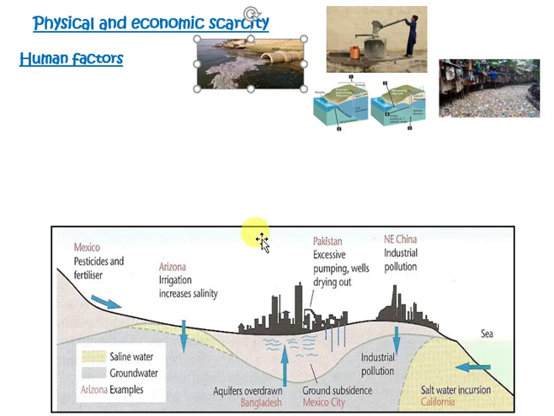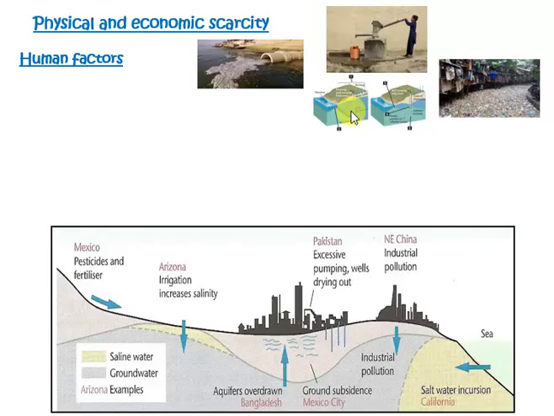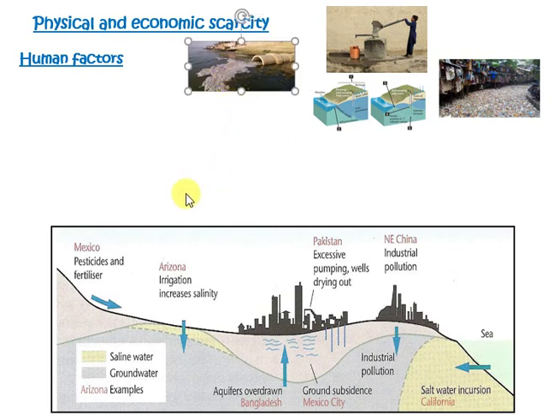Arizona and Mexico in particular, if you put chemicals on the land, if you use chemicals to try and kill pests and make your crops go quicker, those chemicals eventually find their way into the soils and into the rivers.